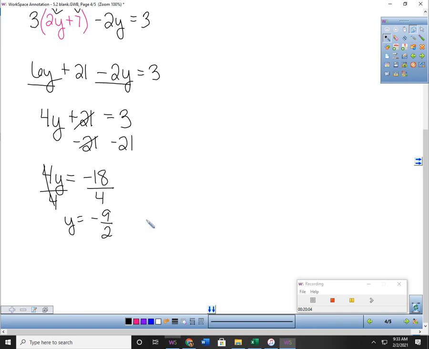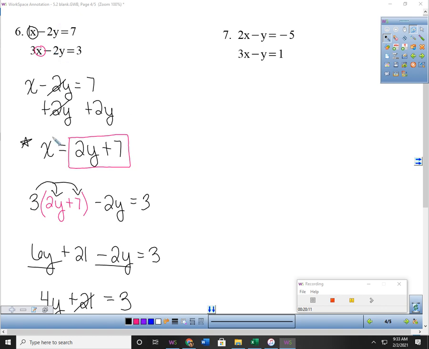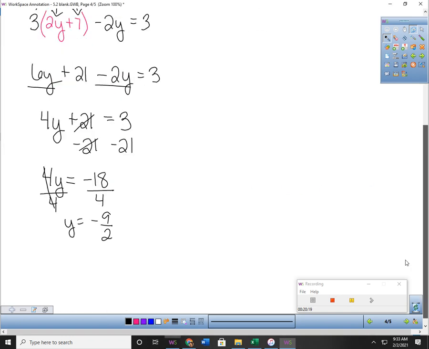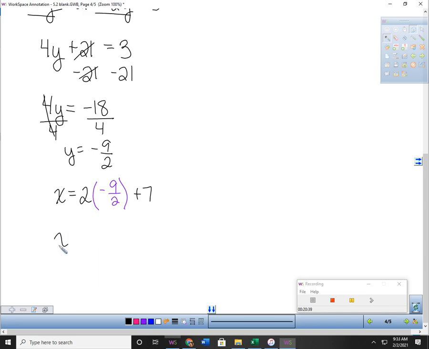So now I know my y value, so I'm going to plug that in. So remember, I can plug that in to one of these two, or since I know I'm solving for x and I've already done that here, I can just plug in for that y value right there. So x is equal to 2, and then I'm going to plug in for the y. I need parentheses because I'm multiplying. Negative 9 over 2. And then we have a plus 7 behind that. So if I plug that in, that is equal to negative 2.